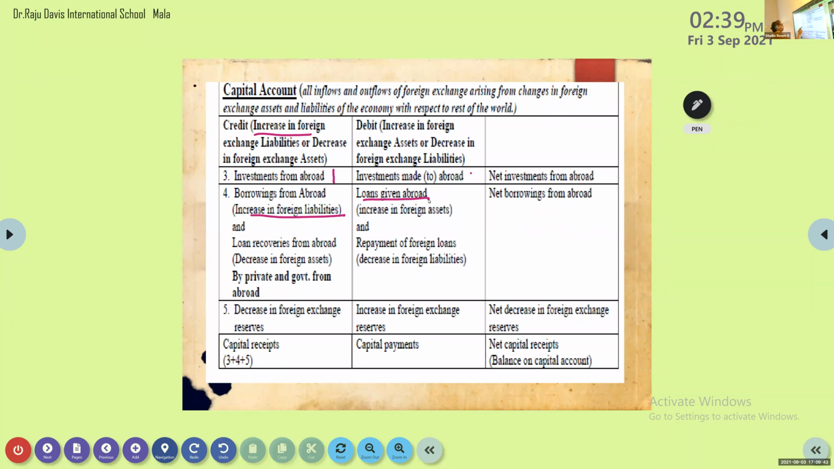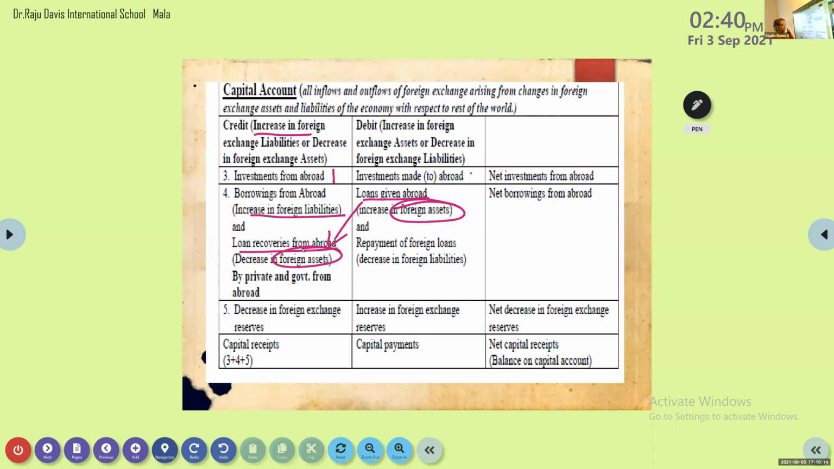Okay. Loan recovery from abroad. Loan recovery from abroad in the sense, loans given abroad we consider as foreign assets, right? We have given it to others. Now that loan we are recovering. You just imagine that we are recovering this loan from abroad. So their money is coming, but at the same time, what happened to our asset? The asset we have given outside has reduced.